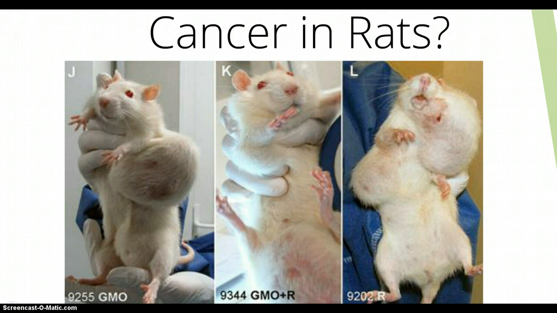The experiment went on for 2 years, and on average, the rats that ate genetically modified corn or drank water that was laced with Roundup did worse than the control group. They developed tumors that showed up earlier in their lives, and more rats died in the experimental groups than in the control groups.